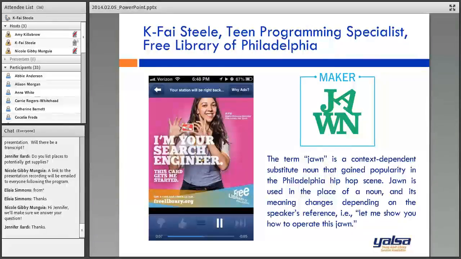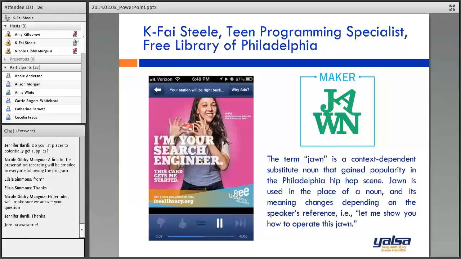That's me. I'm from the Free Library of Philadelphia. I've been a teen programming specialist since early 2011. I was one of the featured library staff in a Free Library ad campaign this year. It's really cool and weird to see myself on Pandora ads and on bus station ads. But this is one of them. My parents are really proud.